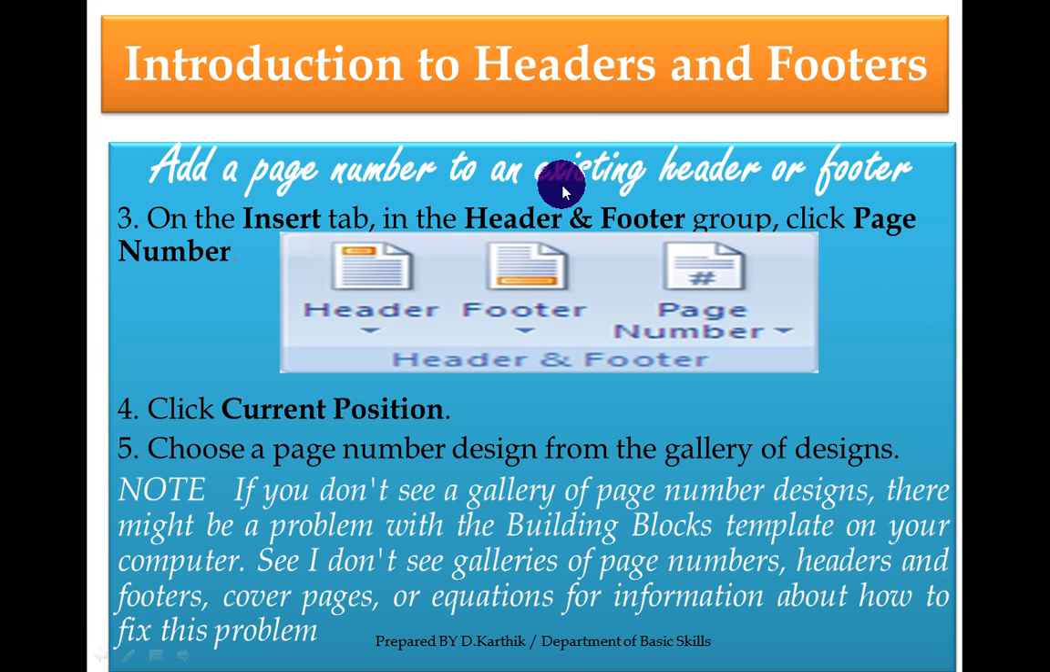Add a page number to an existing header and footer. So how to add this? On the Insert tab in the Header and Footer group, we will click Page Number and click Current Position. Choose the page number design from the gallery of designs. Note, if you don't see the gallery of page number designs, there might be a problem with the building blocks template on your computer. See, I don't see a gallery of page number, header and footer, cover page or equation, for information about how to fix this problem.